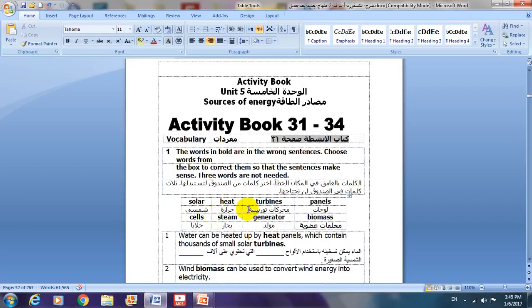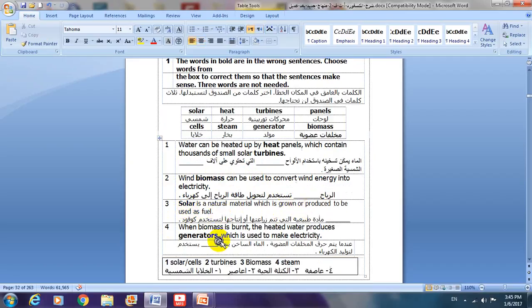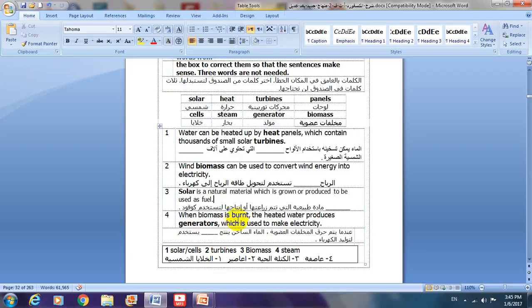Solar, heat, turbines, panels, cells, steam, generator, biomass. 1. Water can be heated up by heat panels, which contain thousands of small solar turbines. 2. Wind beams can be used to convert wind energy into electricity. 3. Solar is a natural material which is ground or produced to be used as fuel. 4. When biomass is burnt, the heated water produces generators, which is used to make electricity.